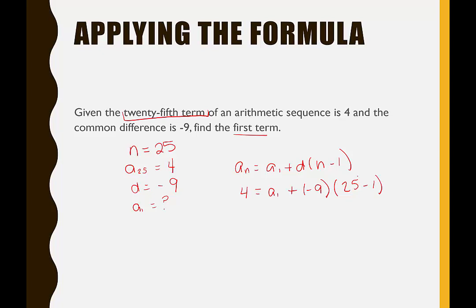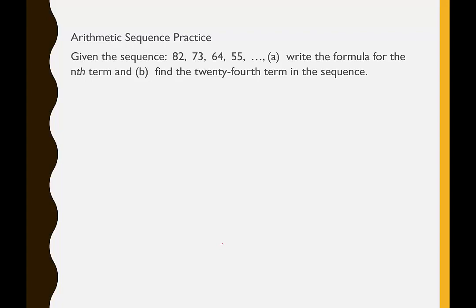So now from here, let's follow order of operations. So we're going to clean up this whole mess over here. 25 minus 1 is 24. And 24 times 9 is 216, but this is negative 9, so it's negative 216. Now to get a sub 1 by itself, we need to add 216 to both sides. And that gives us a grand total of 220 is our first term. And that's what it asked us to do. So 220 would be our answer.